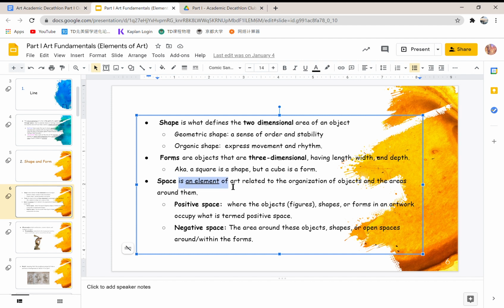Space is an element of art related to the organization of objects and the areas around them. We have positive space and negative space. Those are the two types of space. Positive space is where the objects or figures, shapes or forms in an artwork occupy what is termed positive space. So what the object occupied in an artwork. And negative space is the area around these objects or shapes or open spaces around or within the forms.